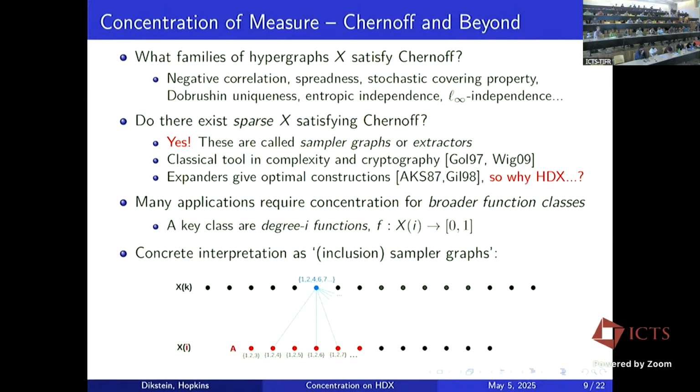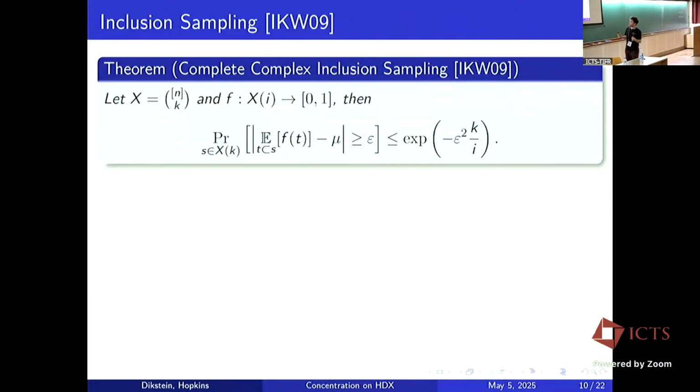Yeah, good question. So, okay, we should probably go back and look at the complete complex, because even there it's not necessarily so obvious what the answer to this question is. So what's known for the complete complex? I'll often call this inclusion sampling, but it's the same concentration question.